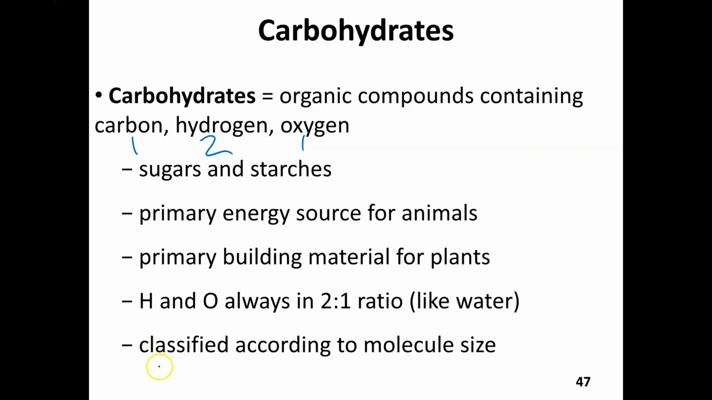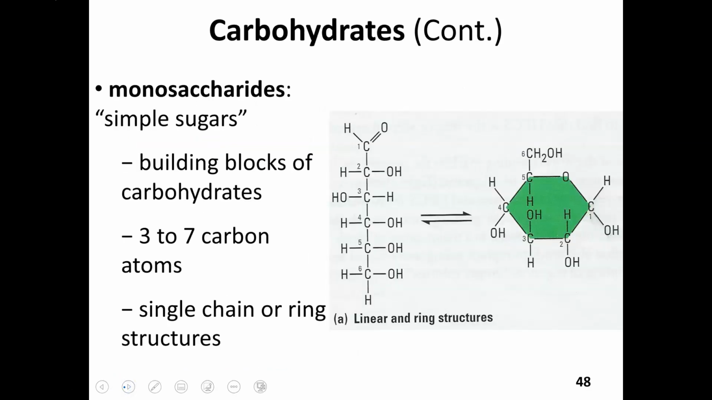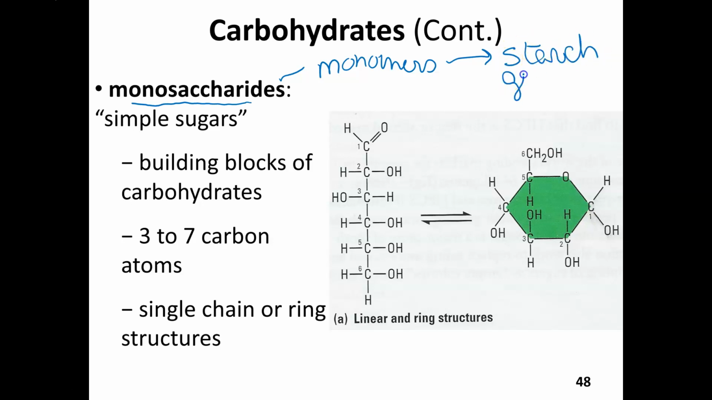And they're classified according to molecular size. So monosaccharides are simple sugars. They're the smaller substances. Monosaccharides are the monomers of larger sugars. Monosaccharides produce larger substances like starch or glycogen. So these are polysaccharides. Okay, because I can't write the whole thing.